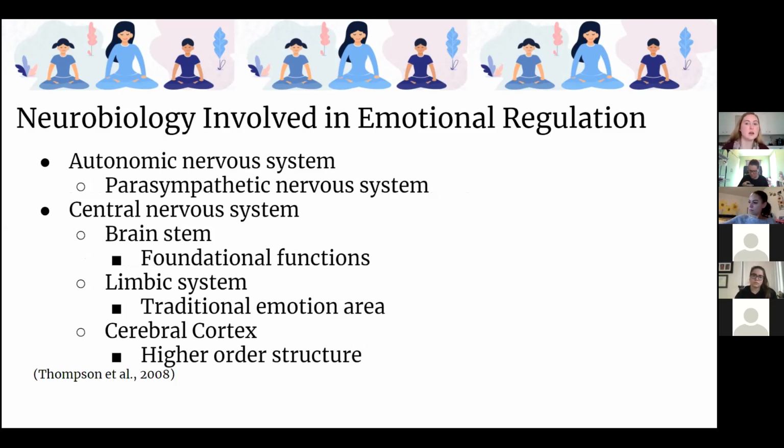One specific area of preliminary research has been the vagus nerve and how it controls things like heart rate. The main area of focus in the research has been on the central nervous system, specifically the limbic system, which is traditionally thought of as the emotion area. It has your hippocampus and your amygdala, and then the cerebral cortex, which is that higher-order structure, which means it's going to control the voluntary emotional responses.